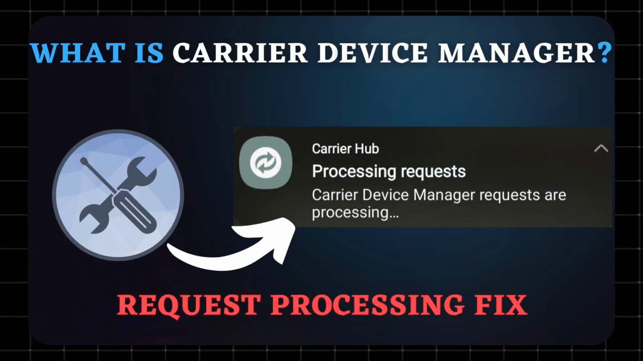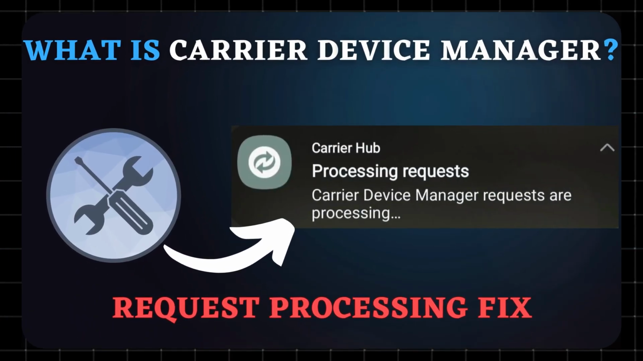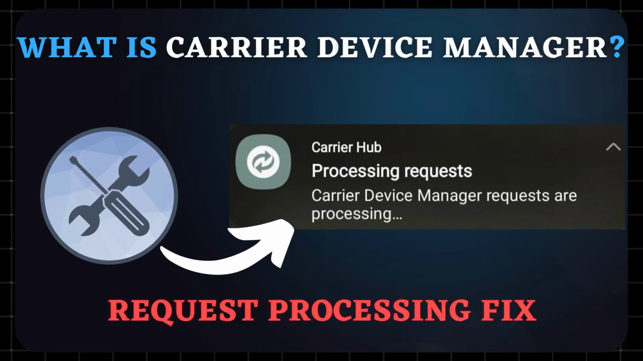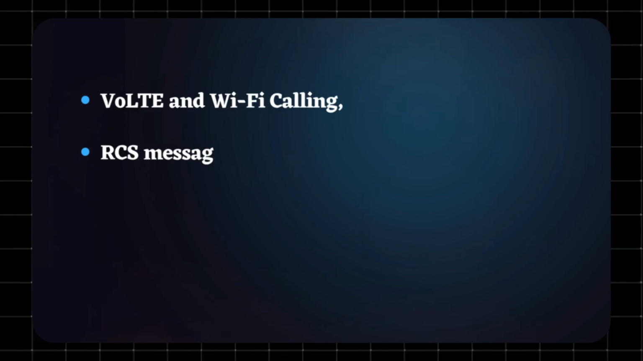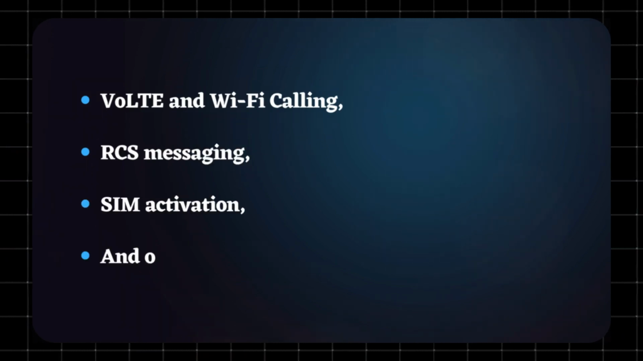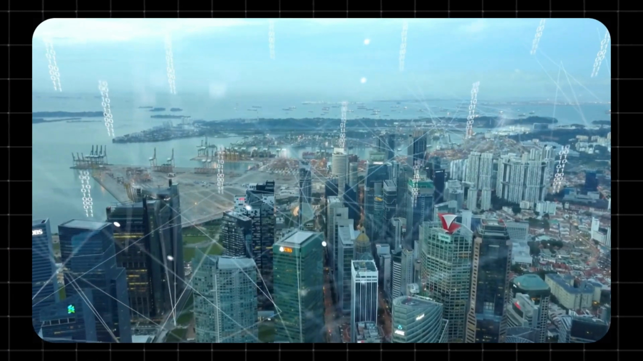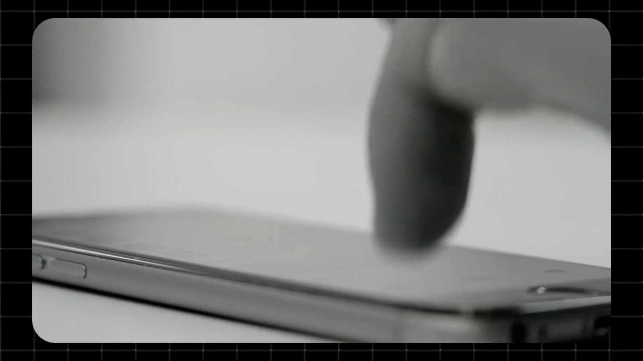Carrier Device Manager, sometimes called Carrier Hub, is a system app that comes pre-installed on many Android phones. It helps your carrier manage VoLTE and Wi-Fi calling, RCS messaging, SIM activation, and other network features. In simple terms, it's the middleman between your phone and your carrier's network, making sure everything works smoothly.